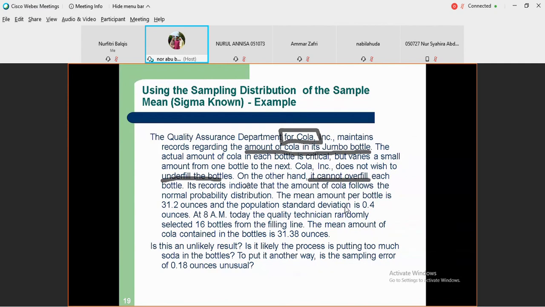And then it records that the amount of cola follows a normal probability distribution. Okay, mean amount per bottle is 31.2 ounces. So this is mu. And the population standard deviation is 0.4, sigma. Now the quality technician randomly selects 16 bottles from the filling line. So this is your sample, n.